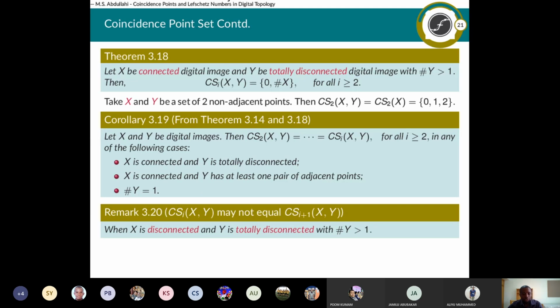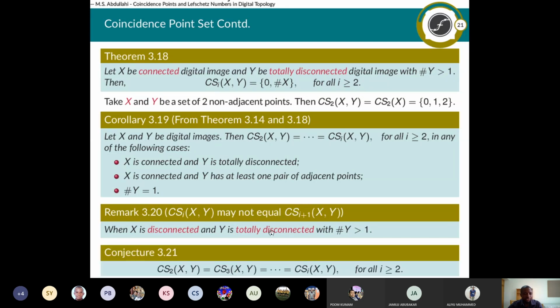So one thing we are not sure about is that we think that the coincidence spectrum of i mappings would be different from the coincidence spectrum of i plus 1 mappings when X is disconnected and Y is totally disconnected. Because we are unable to prove this theorem, we term it a conjecture. But we conjectured that even in that case, this coincidence point spectrum will be the same for all i greater than or equal to 2.